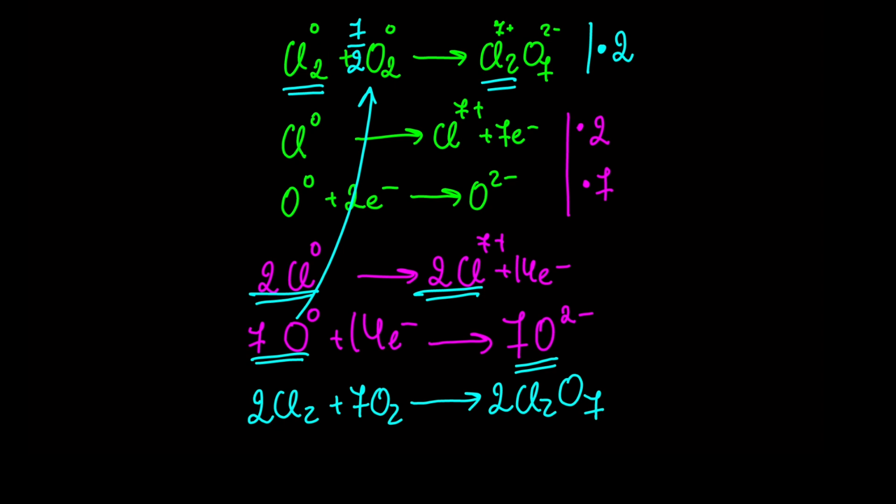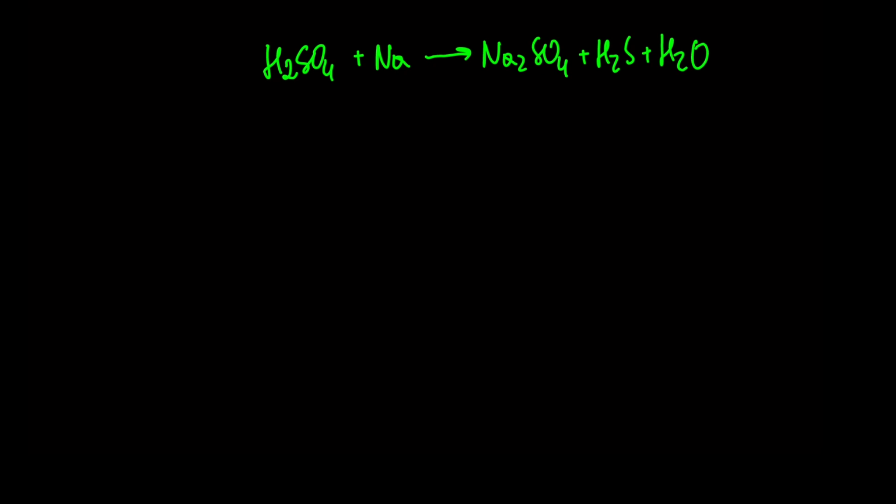As I mentioned in the last video, this method is used for more difficult reactions. So let's do a few of those. The concentrated sulfuric acid reacts with sodium and produces sodium sulfate, hydrogen sulfide, and water. Let's write oxidation states for each element.